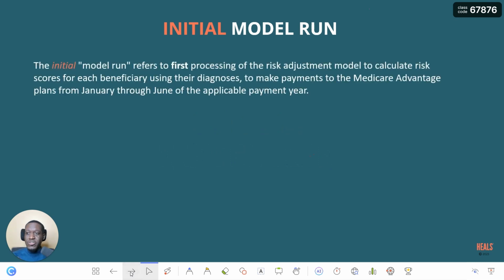One may ask. So the initial model run refers to the first processing of risk adjustment model to calculate risk scores for each beneficiary using their diagnosis to make payments to Medicare Advantage plans from January through June for the applicable payment year. There are some keywords here that are underlined, and I'm going to take some time to explain it further.